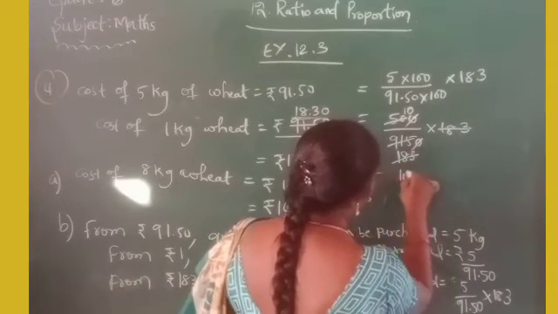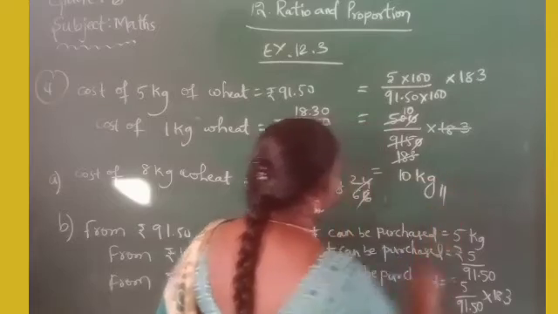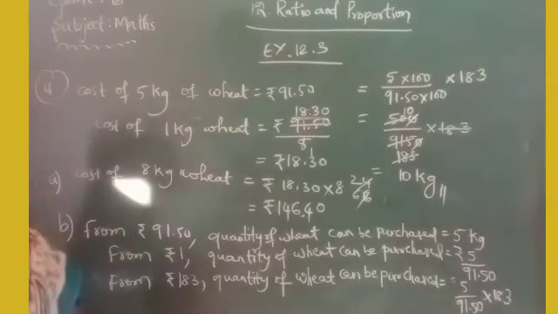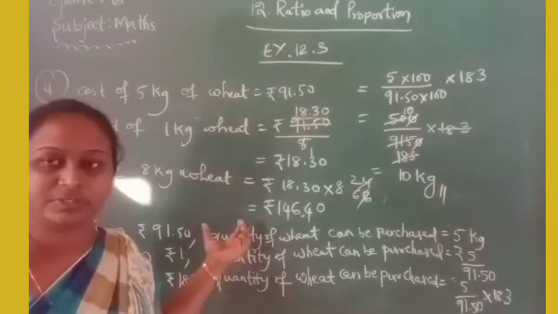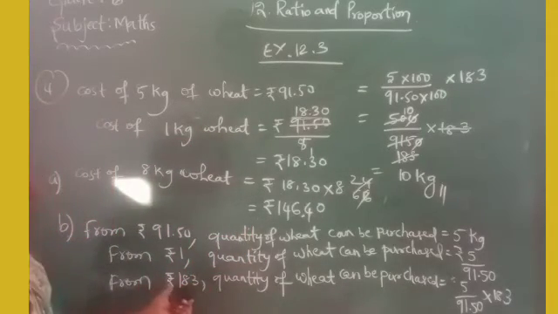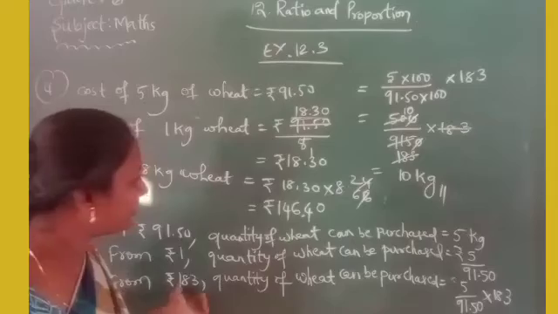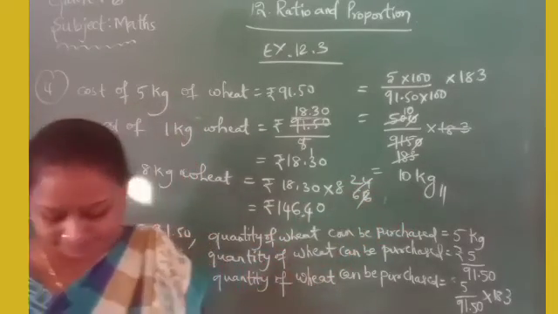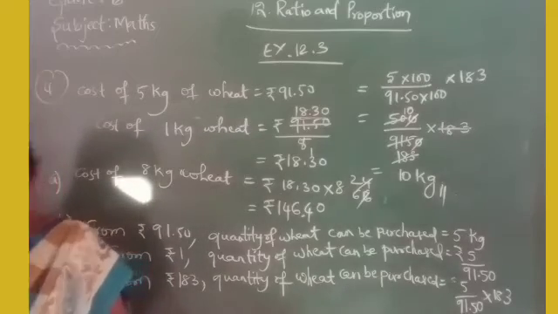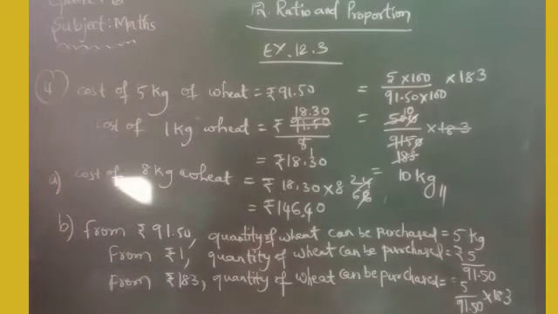So how many kgs? 10 kgs. Thus 10 kgs of wheat can be purchased with the 183 rupees. So how many kgs can we purchase with the cost of 183 rupees? 10 kgs. Is it clear, children? Right. Okay, so see the next one.